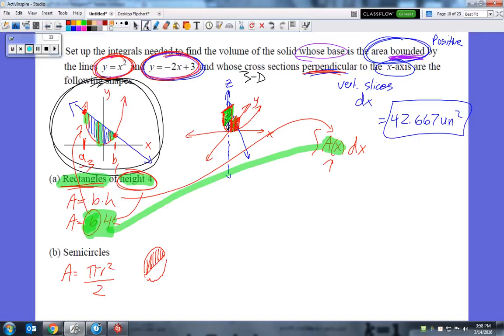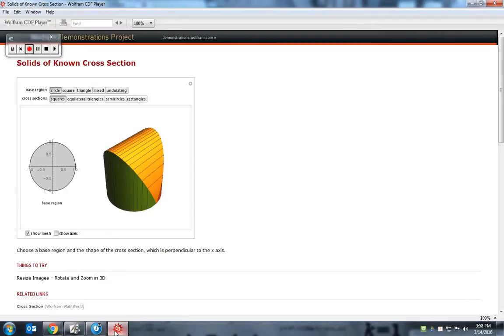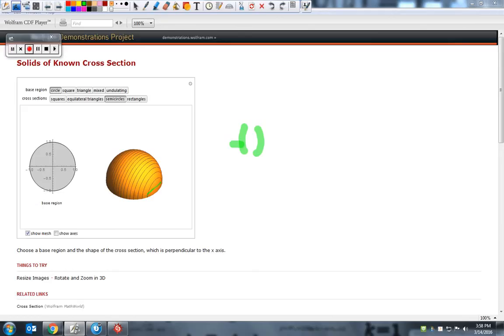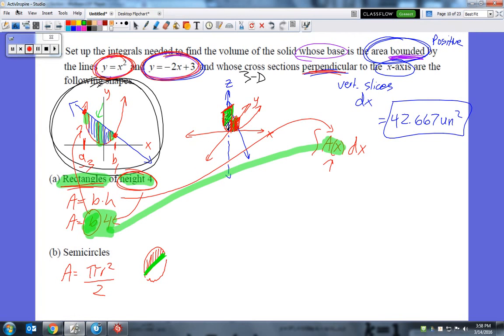So let me highlight it in green. These bases of these semicircles, so here's a base of this semicircle, will correspond to up here, as far as where it's going to be on the graph. So just like I highlighted in green up here, that's where it's going to correlate to the cross sections. And again, we can look at that from this picture. If you wanted to change it to semicircles, you can see that this base that I'm speaking of, let me go ahead and highlight it, this base right here of this particular semicircle is going to correspond with the base over here as far as the picture.